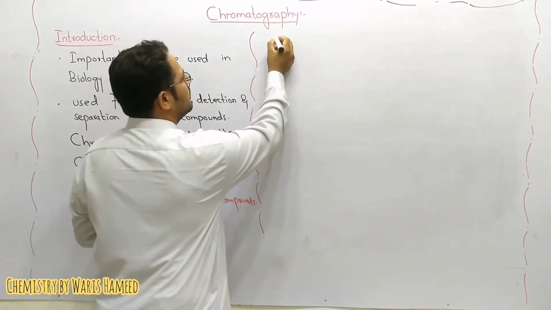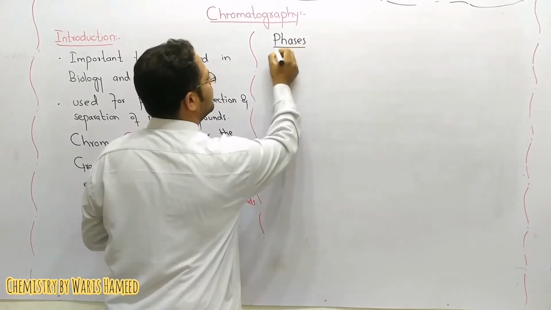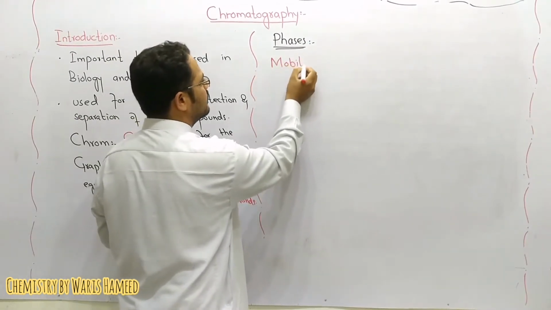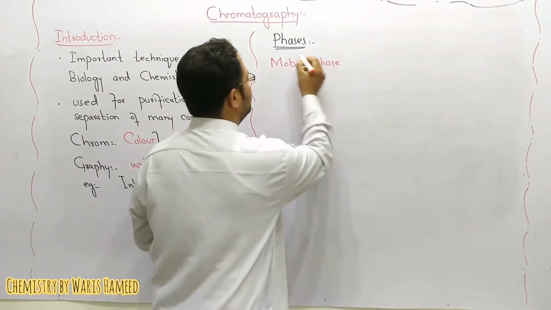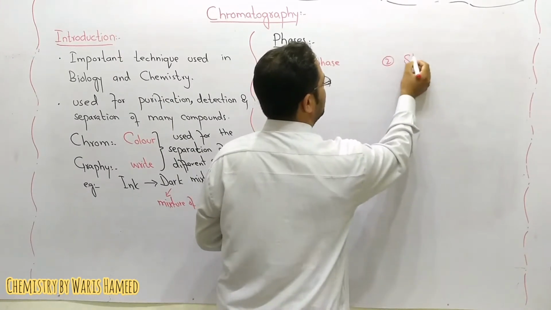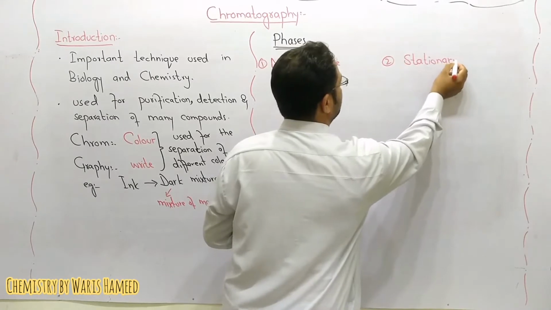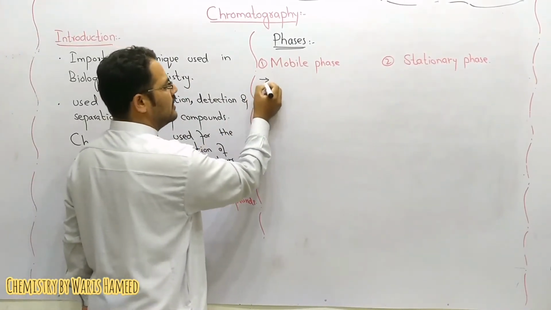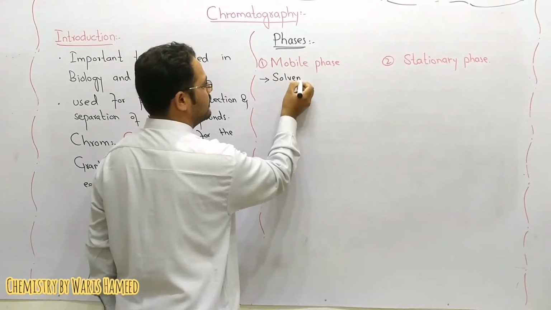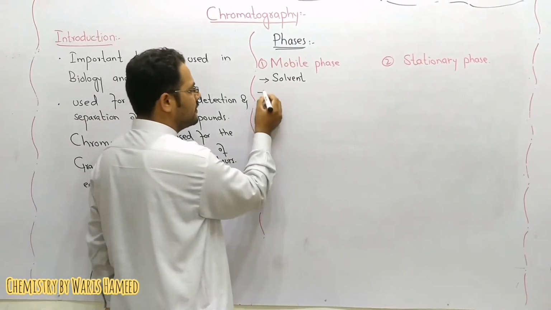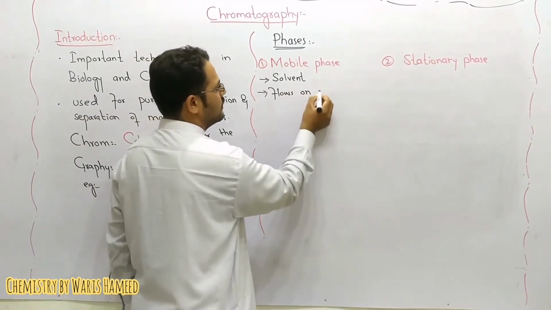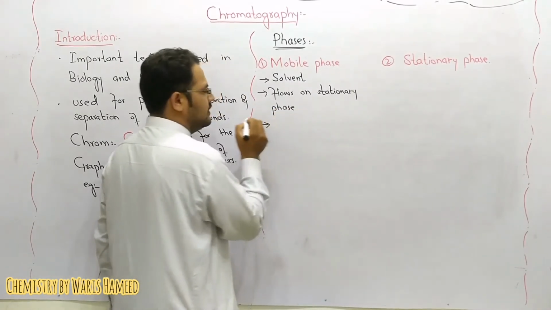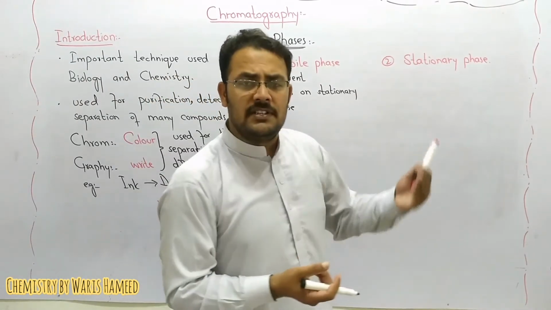How it works: there are two phases in chromatography. The first phase is the mobile phase, and the second phase is the stationary phase. The mobile phase mostly has solvent. Actually, it is also a solvent, and it flows on the stationary phase. And the third thing, the mobile phase carries different components with itself from the mixture.